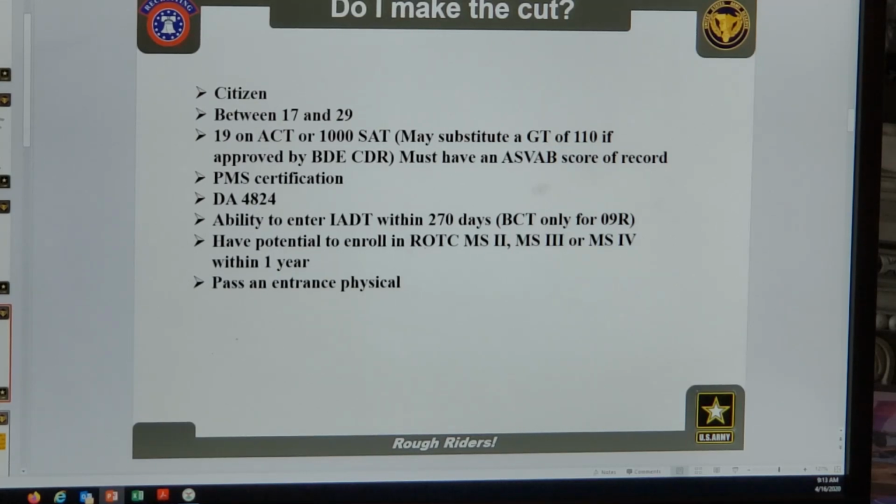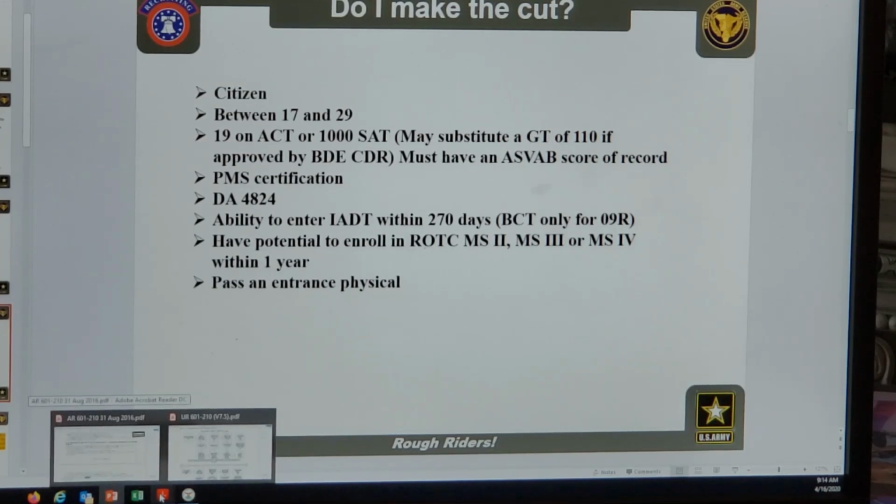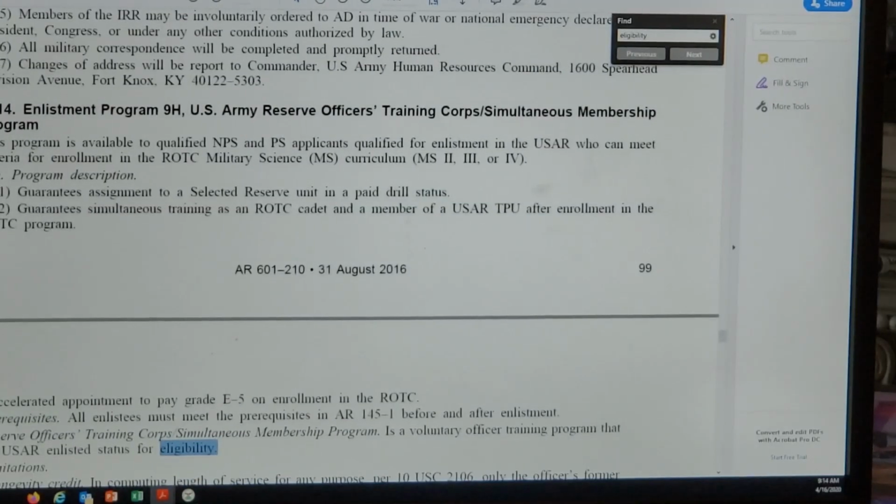Okay, have the potential to enroll in ROTC MS2, MS3, or MS4 within 1 year. And they have to pass an entrance physical. All right, got to be able to do that. So that whole "have the potential to enroll," that's kind of weird language. That's something that we haven't really heard. We're usually talking about contracts and all that other stuff when it comes to SMP.